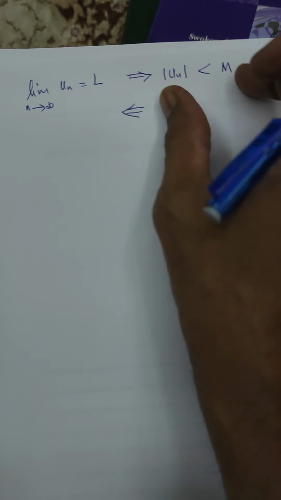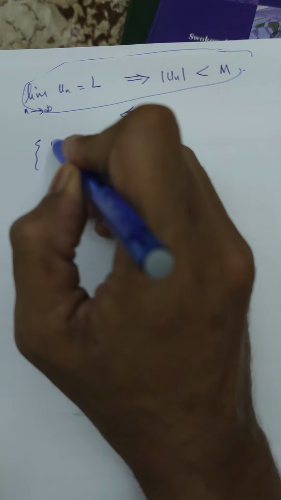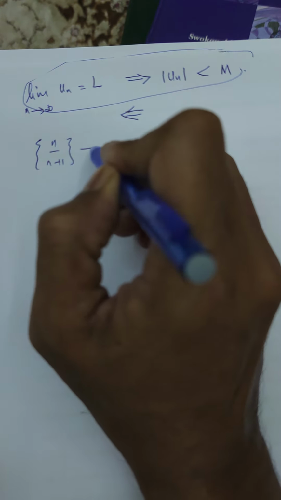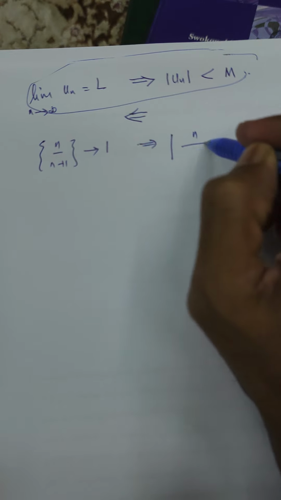If Un is bounded, does it mean it converges? Is it yes or no? For this, there are many examples you can see. Like we have this kind of sequence, n over n plus 1. We know that this approaches 1, or converges to 1. Also, if you look at Un, which is n over n plus 1, definitely this is less than 1. So this is your M. So it's bounded. If you look at any other example, it gives the same thing.